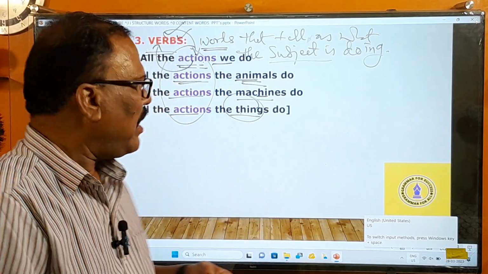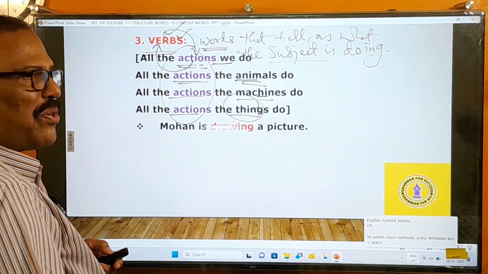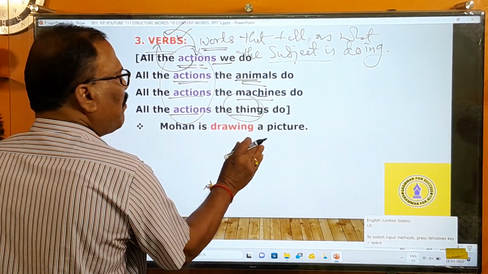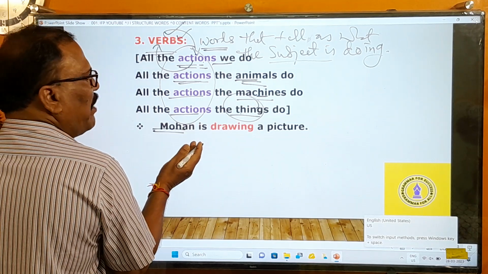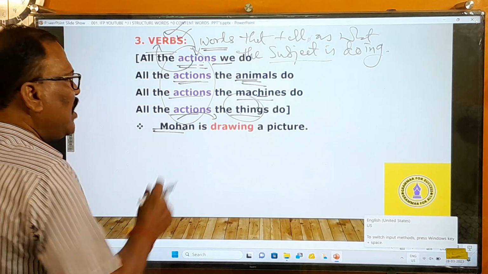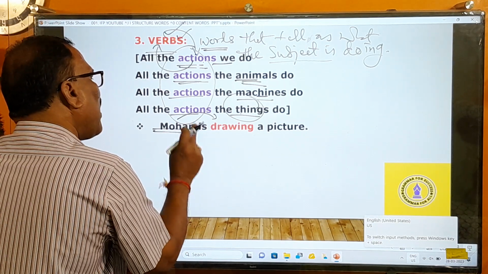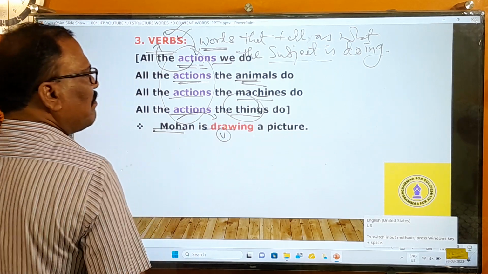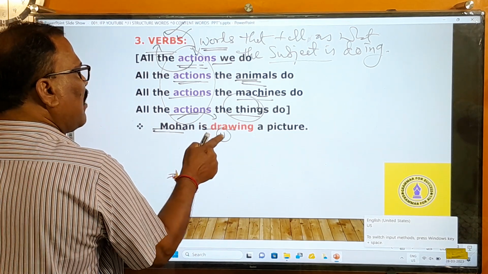That's all. And here I'll give you some examples to make you understand. Mohan is drawing a picture. Mohan is a human being. What action is Mohan doing? He's drawing. This is the action he is doing, therefore it's a verb.